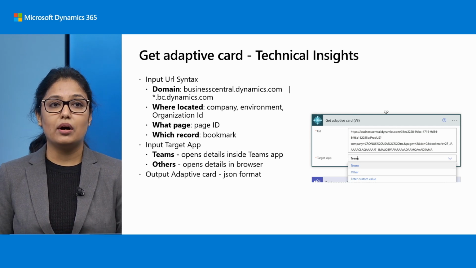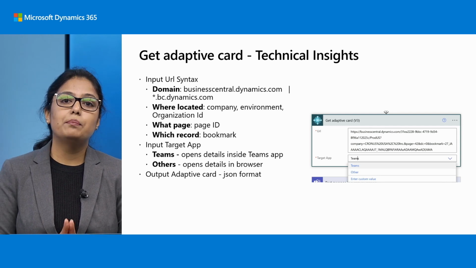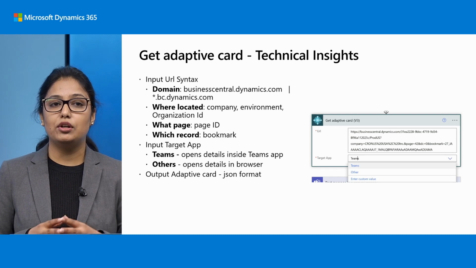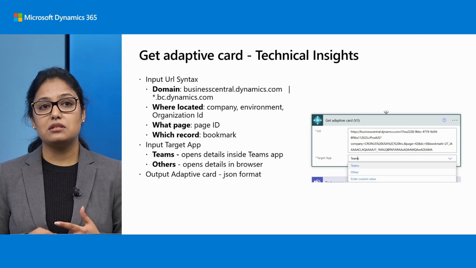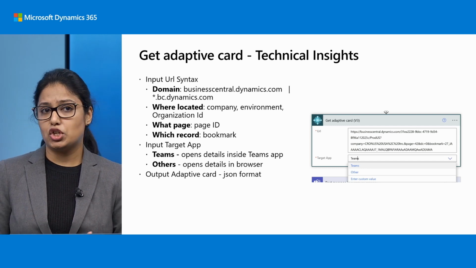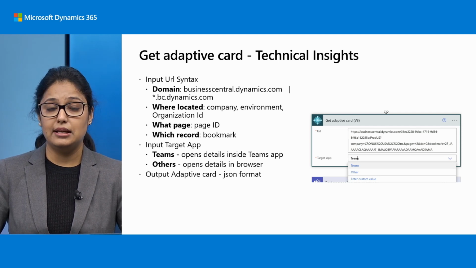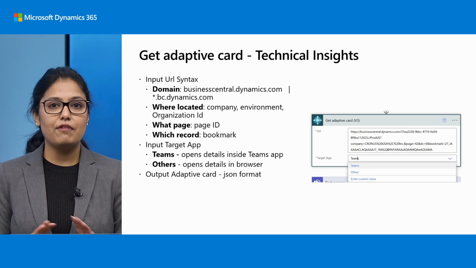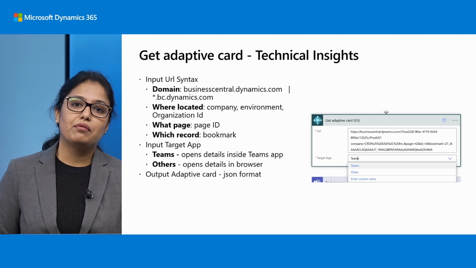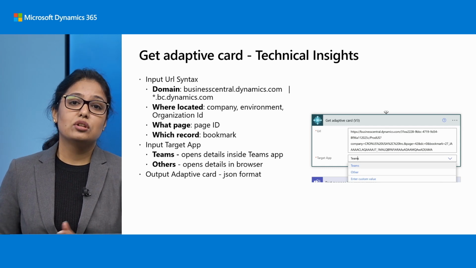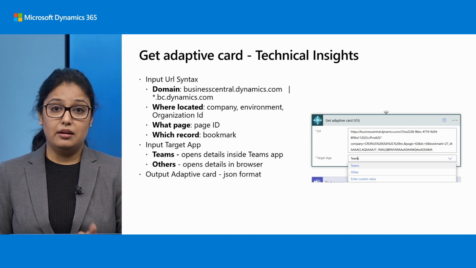This action requires two inputs, the input URL and the input target app. The input URL syntax needs to have a domain that is a valid Business Central domain, and it also needs to specify where the record is located: which company, which environment, which organization, along with the page ID and the record ID in the URL. Once you specify the correct URL syntax, you can also specify where the adaptive card needs to go and land, that means where it should be destined to. This input can be provided in Target app.